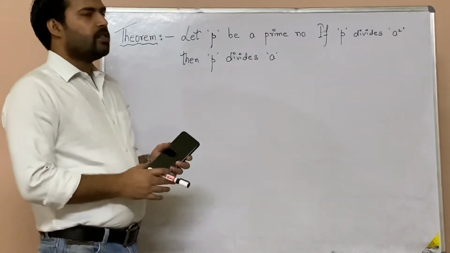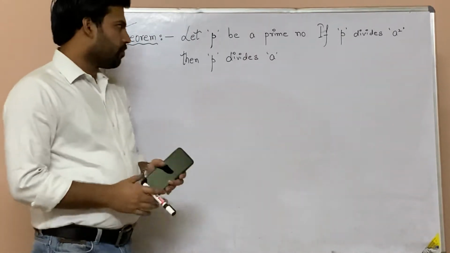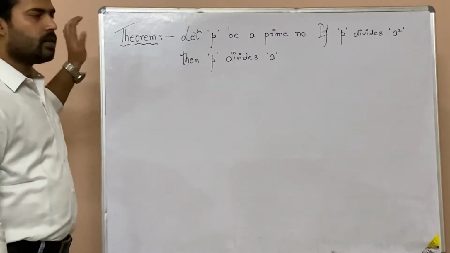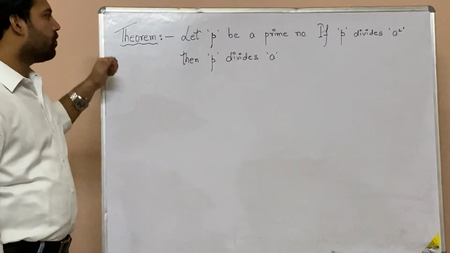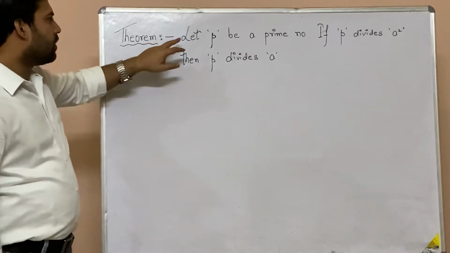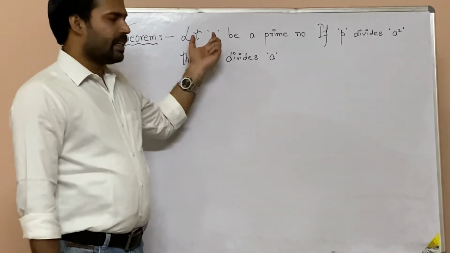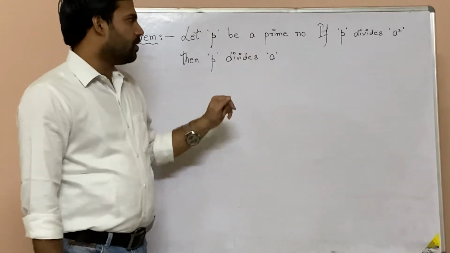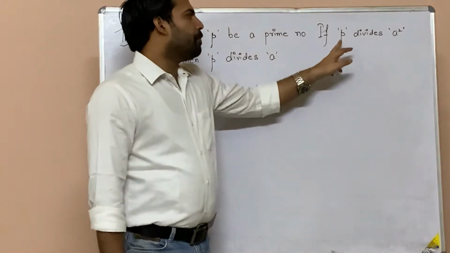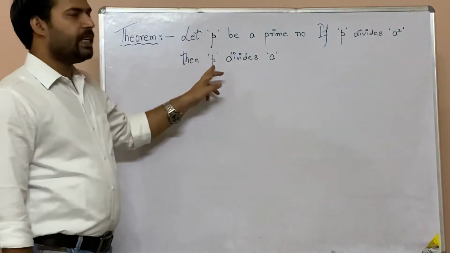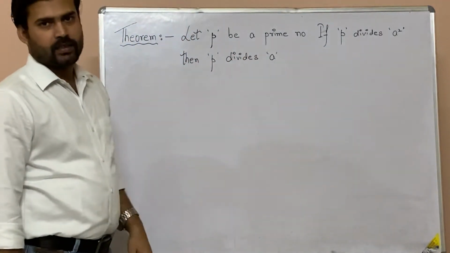Now we'll be looking at the next topic. But before moving on to the next topic, let us see one theorem which is given in our book. The theorem states that let P be a prime number. Let P be any prime number. Then if P divides A square, then P also divides A.